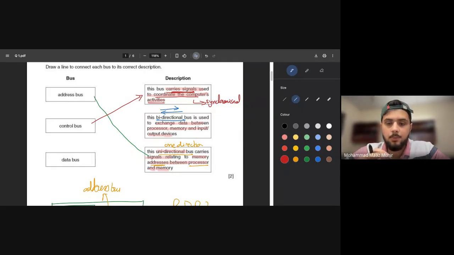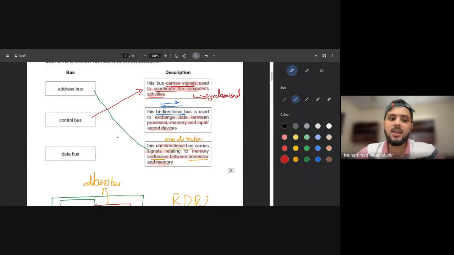So whenever inside the computer there is talk of synchronization, or anything where we are trying to make sure that the whole thing is done in the right way, it's making use of the control bus. Important word. And now finally, the data bus.